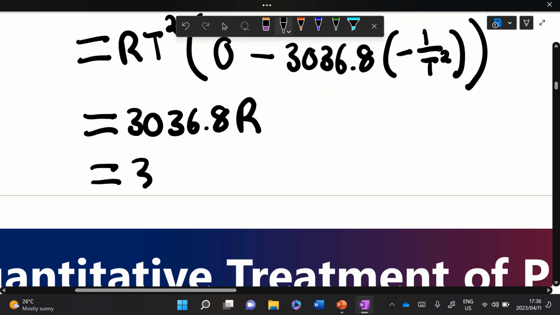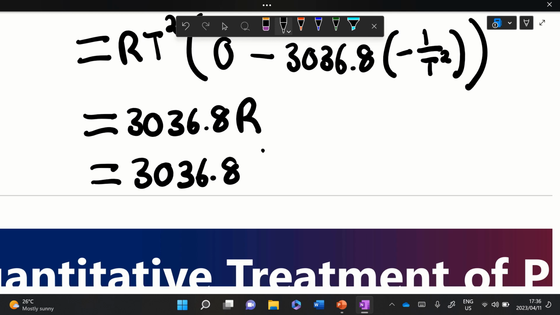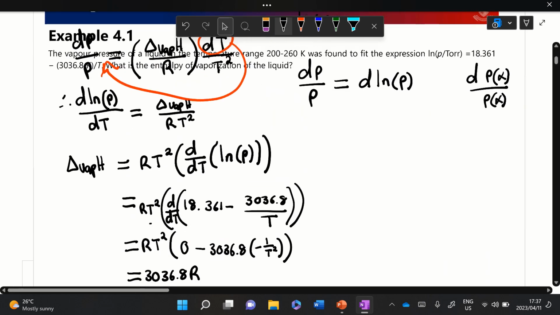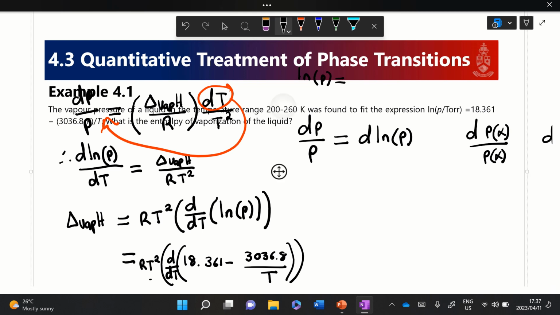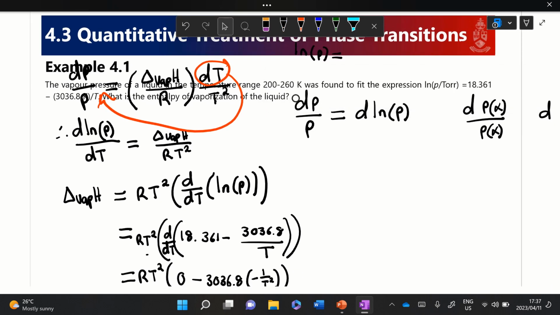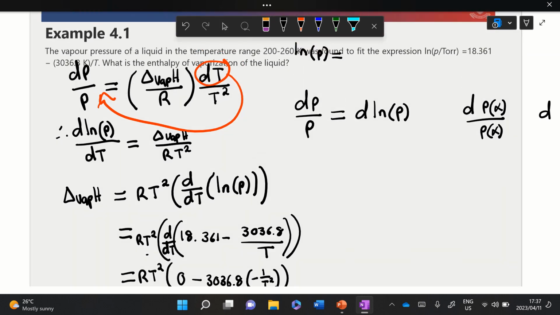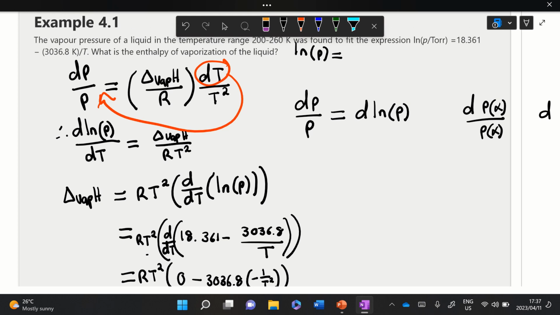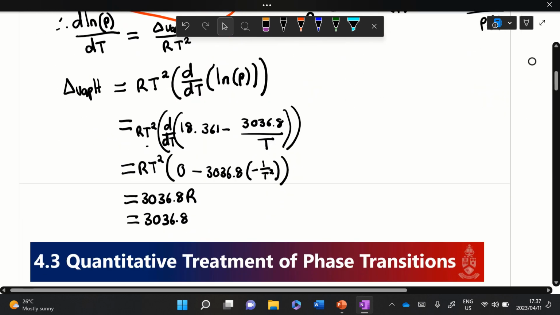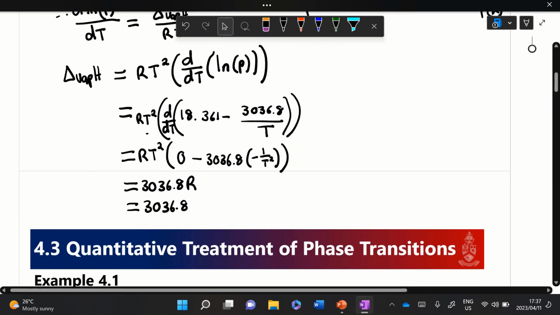3036.8, that's of course in Kelvin. I think that's the value that they give up here. Yeah, 3036 Kelvin. Let me just select this. Of course, when I want to select the thing, it doesn't select, and when I don't want to select the thing, I struggle to select it. Of course, now my writing is going to be at the wrong place.